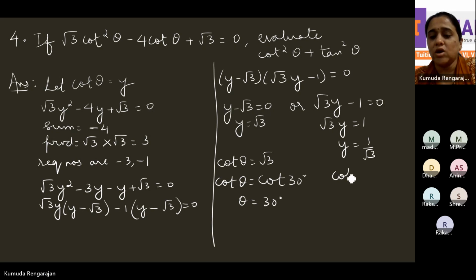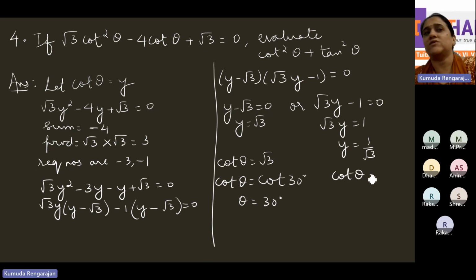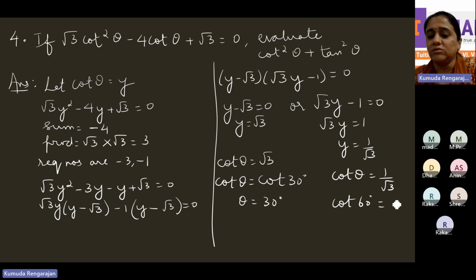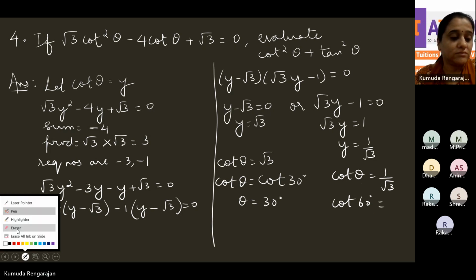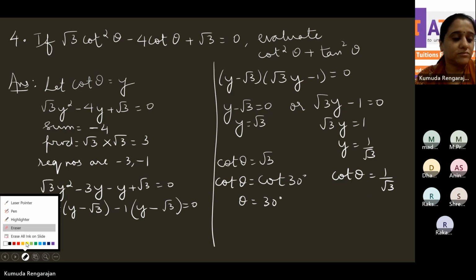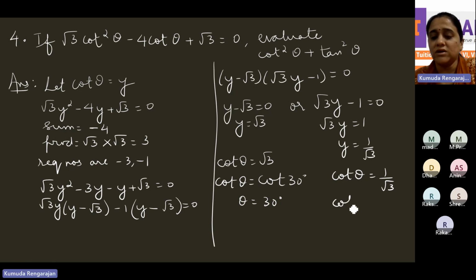Or cot theta is equal to y is 1 by root 3. Y is cot theta. So cot theta is equal to 1 by root 3. So that means cot 60 degrees, oh sorry, cot theta is equal to cot 60 degrees. So theta is equal to 60 degrees. Got it, children?